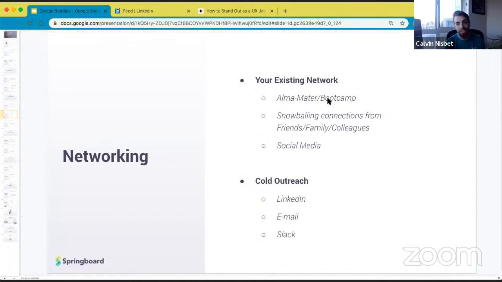And so that leads into the next point, snowballing connections from your friends, family, and colleagues. Again, that's an overlooked thing. And just thinking of an example, my sister would be the last person I would think about in terms of trying to network, not because there's any issue with her, but she's a project manager for an engineering company.